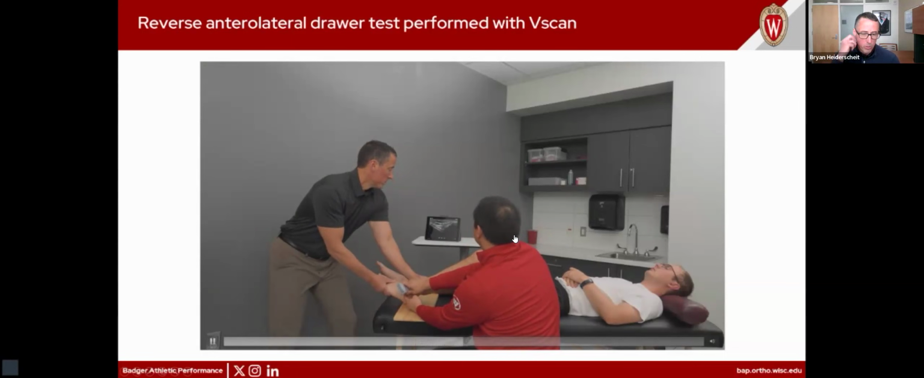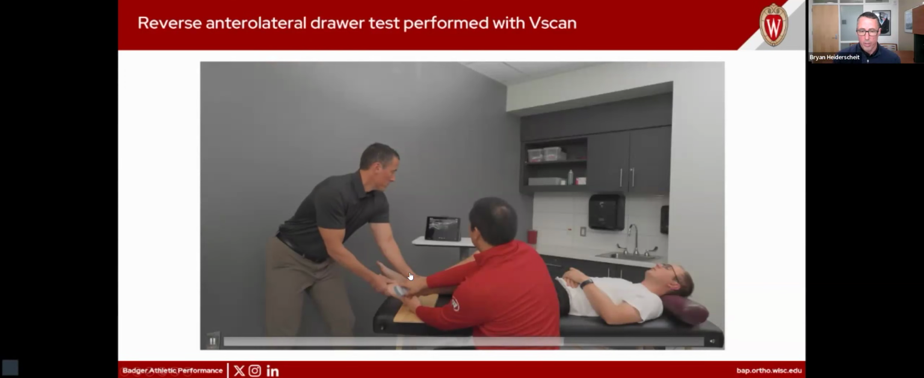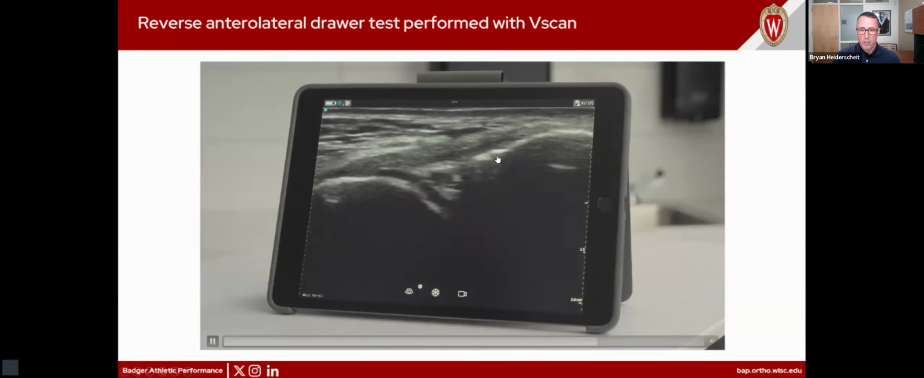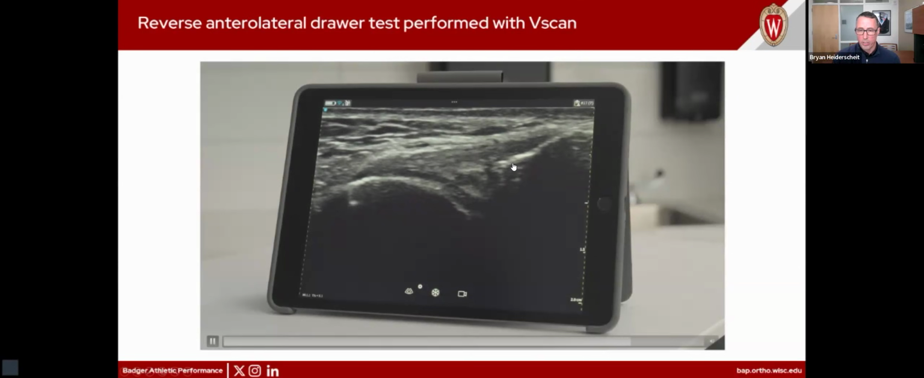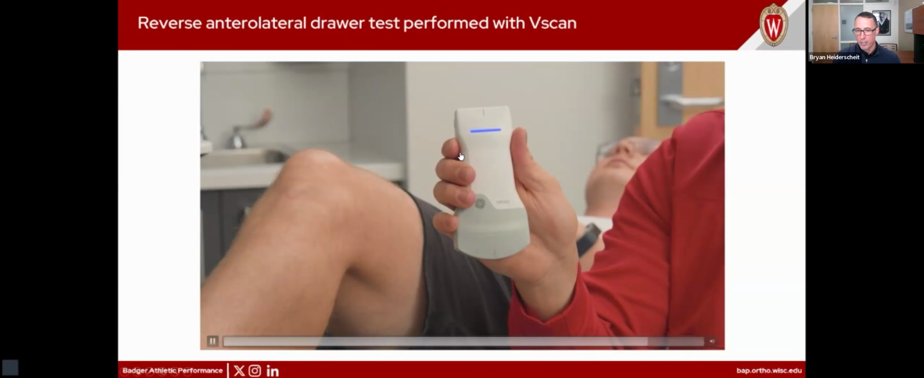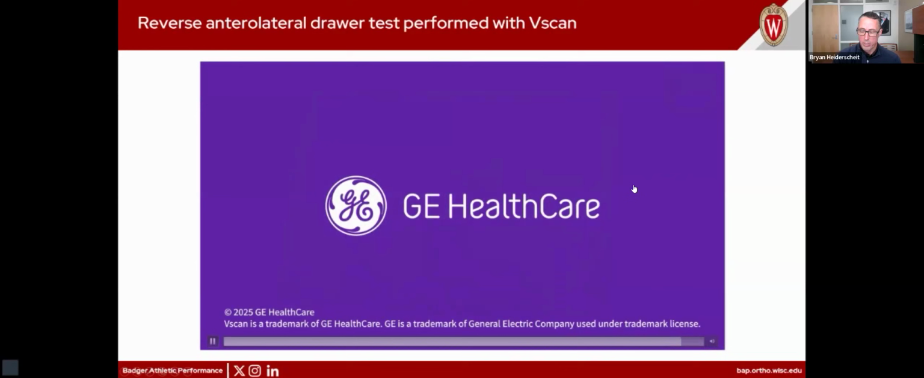This is now Ito, one of our postdocs, physical therapists here at the University of Wisconsin, part of Badger Athletic Performance, and reorienting a few times. I'm going to zoom into some of these images, but again, you can see the capture point is fairly well maintained throughout that application of force for those 3 seconds, holding it for a max of 3 seconds, and then unloading it for 3 seconds. And then, of course, the V-scan allows you to operate and stop the cine loop through its location on the handle.